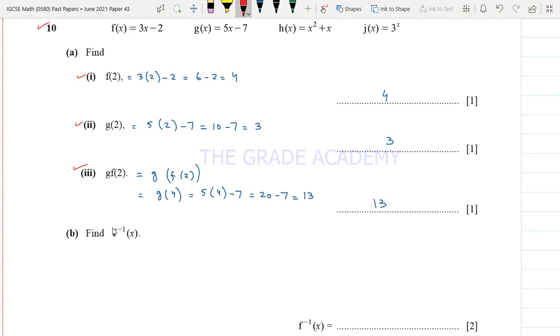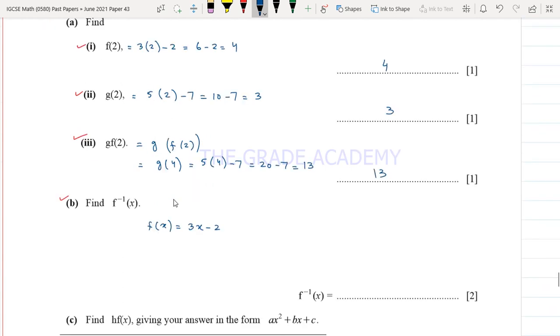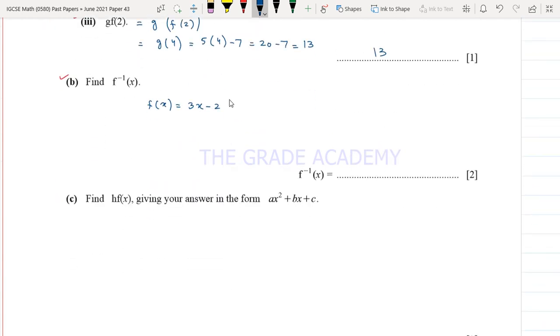Now we have to find the inverse of the function f. Our function f of x is 3x minus 2. To find the inverse of a function, we do it step by step. First of all, we replace f of x with y. So y equals 3x minus 2. So we get an equation in x and y, then we have to solve this equation for x. So this becomes y plus 2 equals 3x. So x is equal to (y plus 2) by 3.